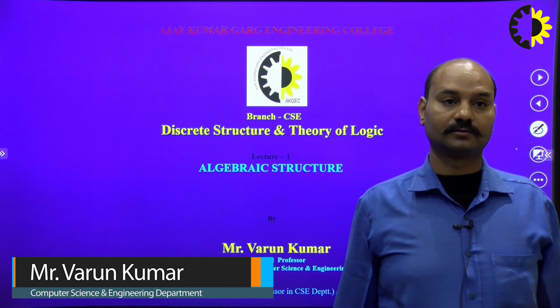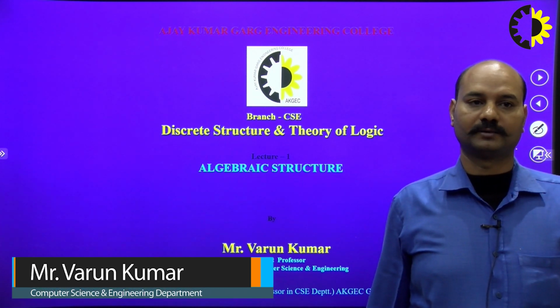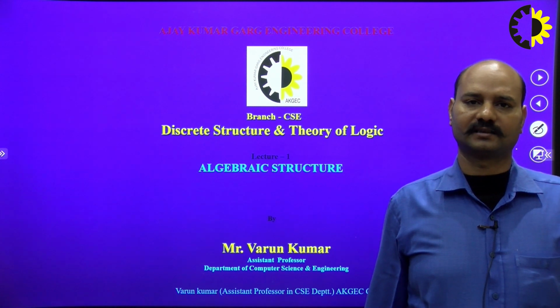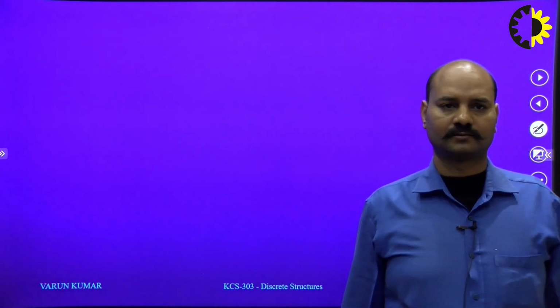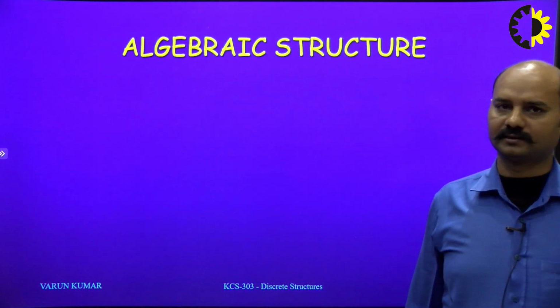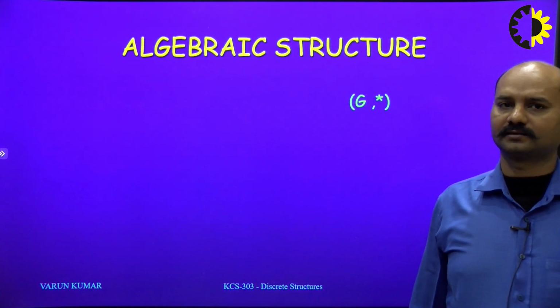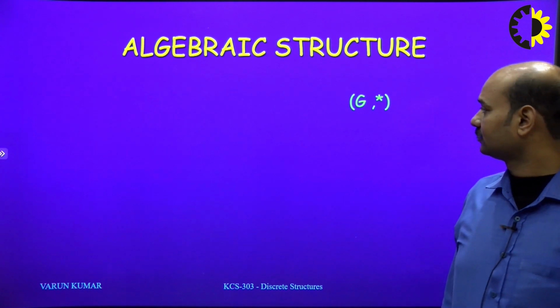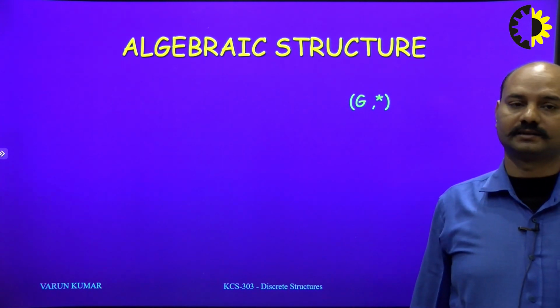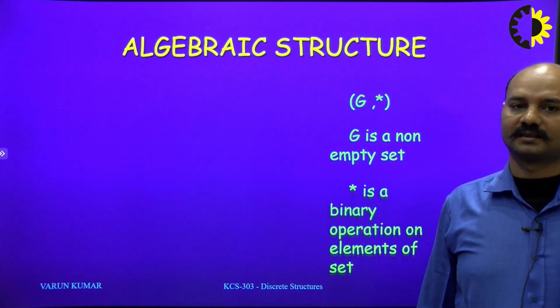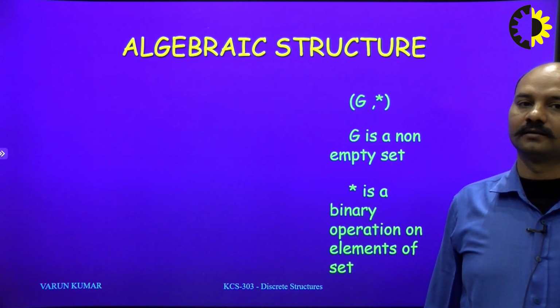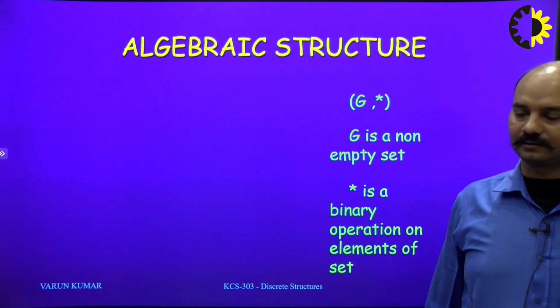And today we are going to discuss a topic which is algebraic structure in discrete structure and theory of logic. So we are going to discuss what is algebraic structure. Algebraic structure consists of two things. One is the G and another is the asterisk. G is a non-empty set of elements and asterisk is a binary operation on the elements of the set.